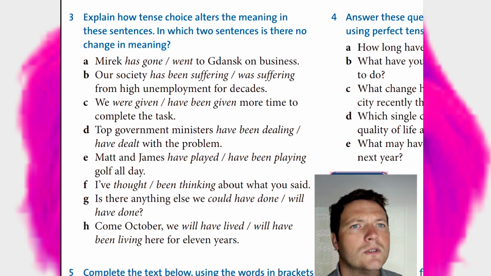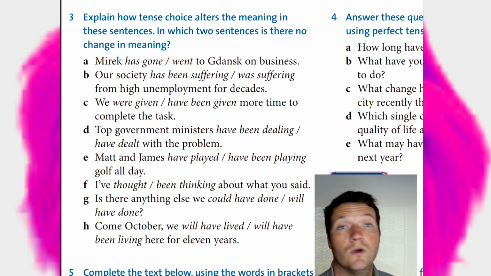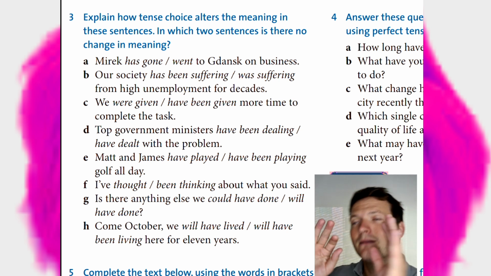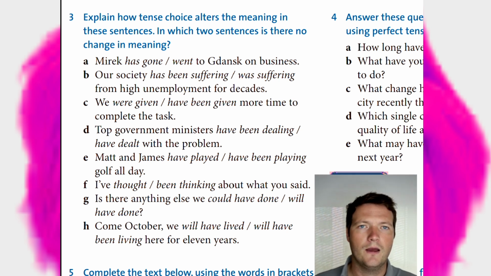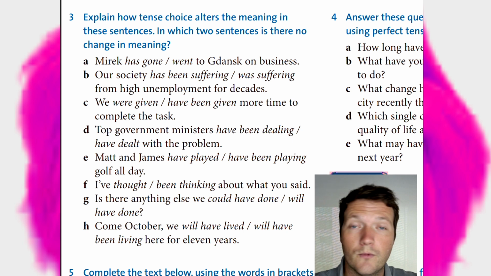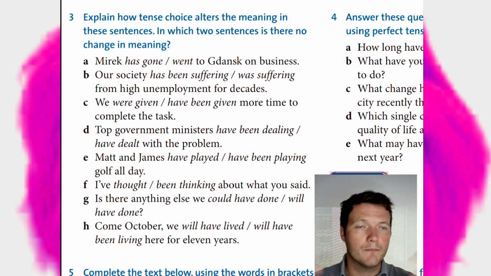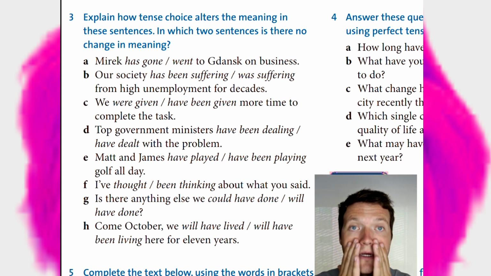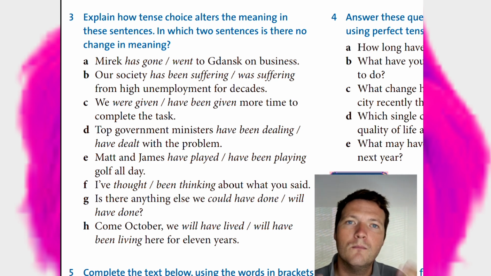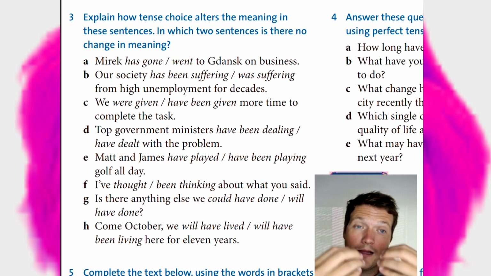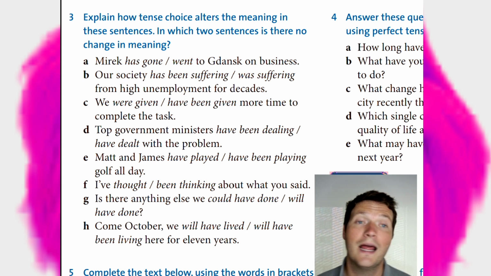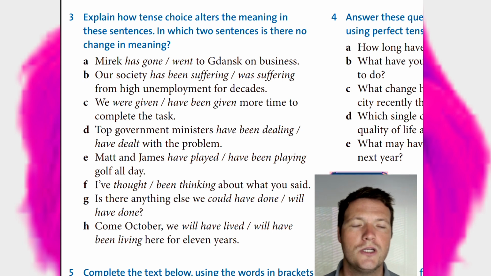Okay, C. We have been given more time to complete the task. We were given more time to complete the task, but now that time is finished, right? And we don't know if we met the deadline or not. Did we complete it or not? I don't know. There's no implication. We have been given more time to complete the task. It means that we still have time to complete the task, and the deadline has not been reached yet.